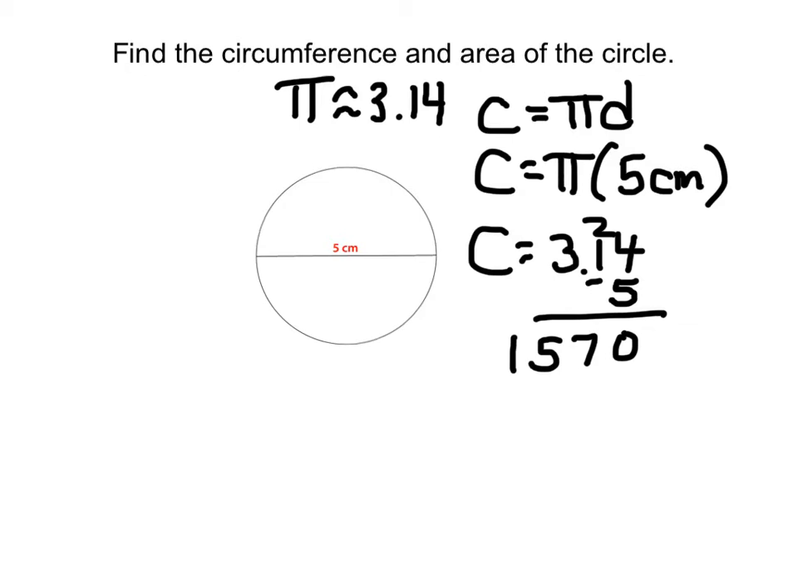Then place your decimal point. The circumference is 15.70 centimeters. And it didn't say if we were supposed to round it or not, so let's just put our answer as 15.7.